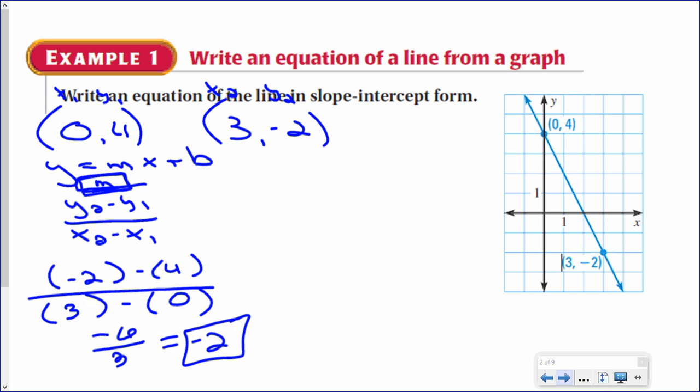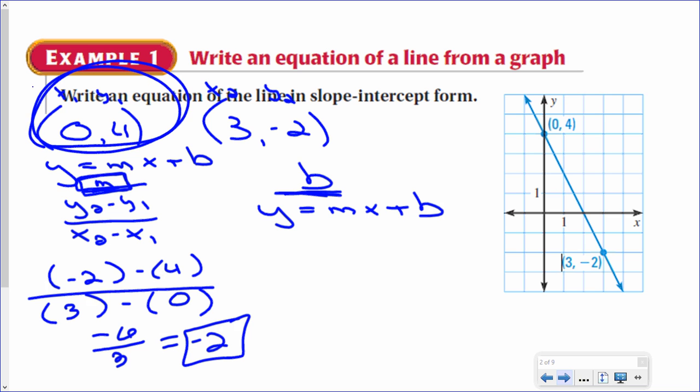Now we're going to find our b value. Our b value is found by using the equation y equals mx plus b, plugging in numbers in place of everything but the letter b. Now, choose a point that you think is easier to work with, either (0, 4) or (3, -2). And I'm hoping everybody would have picked this one. Use 0 for your x and 4 as your y.